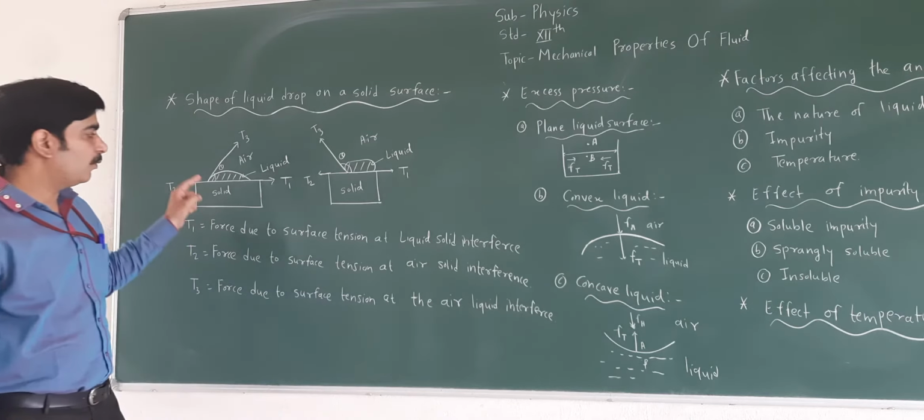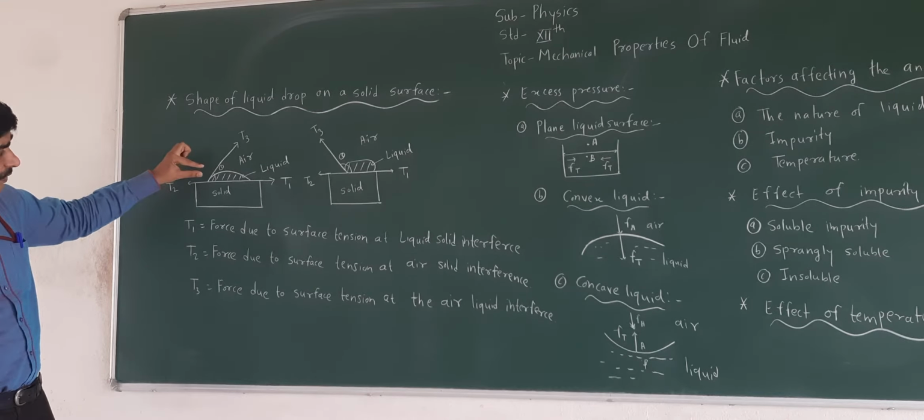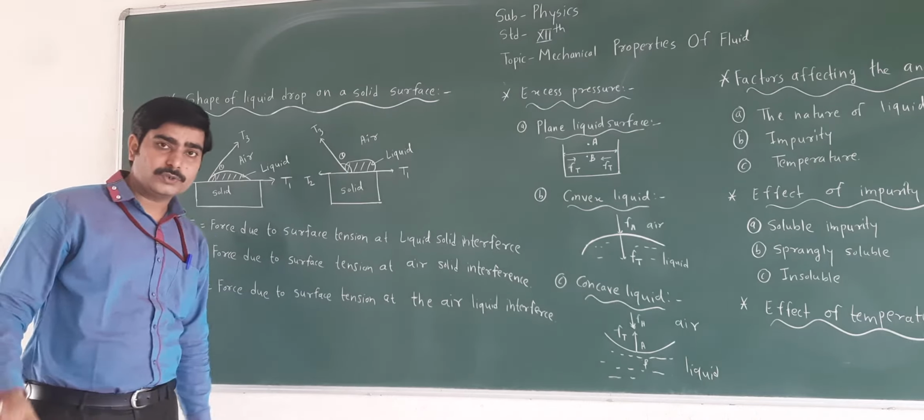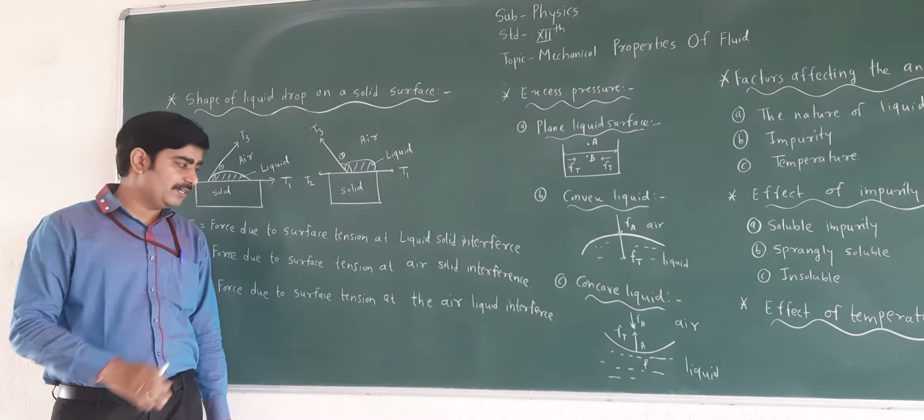We know that for the acute angle, the angle of contact theta is acute. Here the angle of contact is an obtuse angle. Why they are acute and why they are obtuse, that part we have already studied.